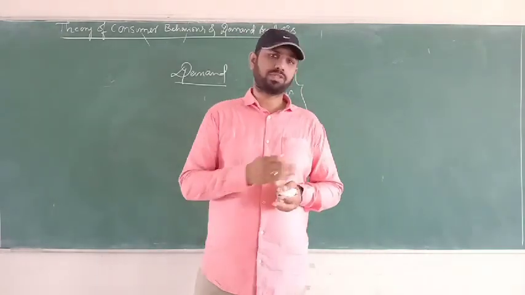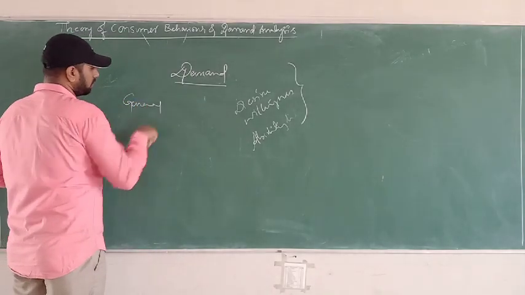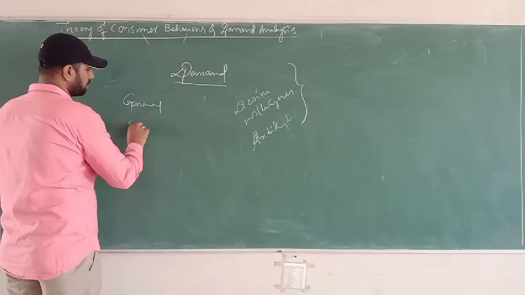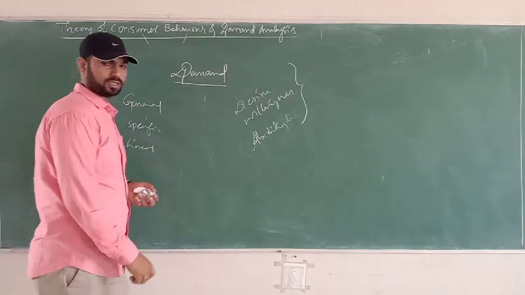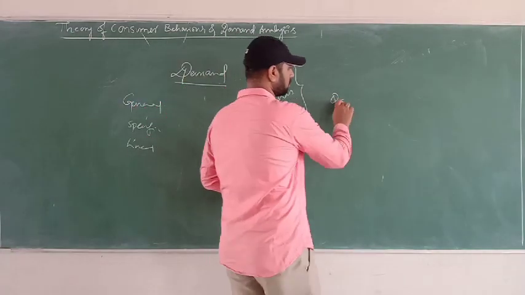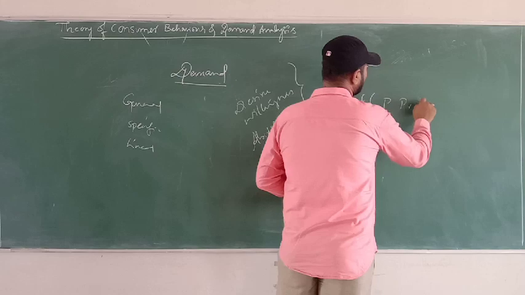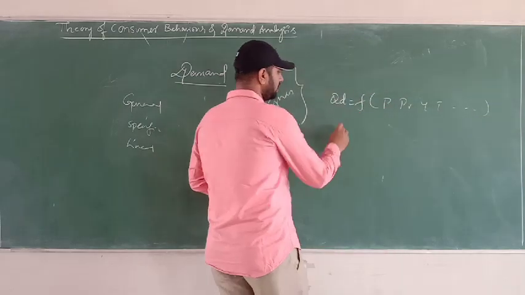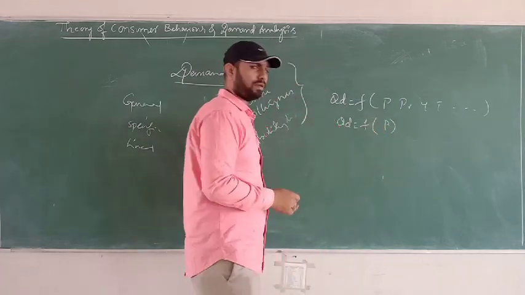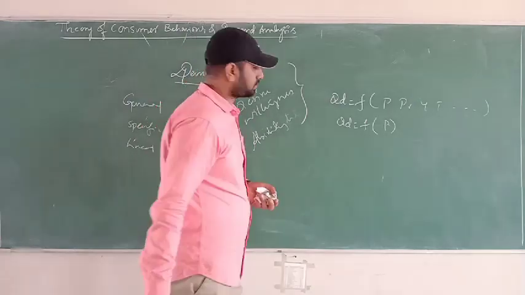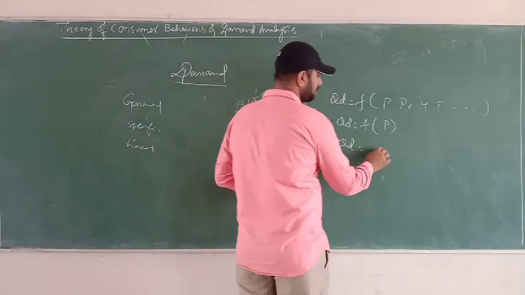We come to the three equations of it. The first one is called the general equation, the second one is called the specific equation, and the third one is called the linear equation. Generally you all know that QD, which represents quantity demanded, equals f of t, PR, y, t, and many factors. The specific equation is QD equals f of t, the most influencing factor among the number of factors determining the demand.